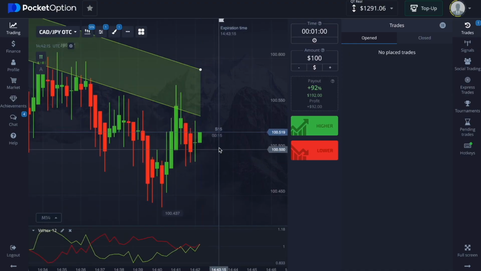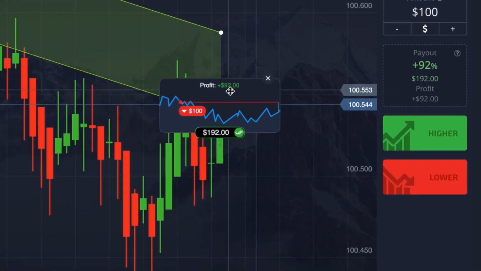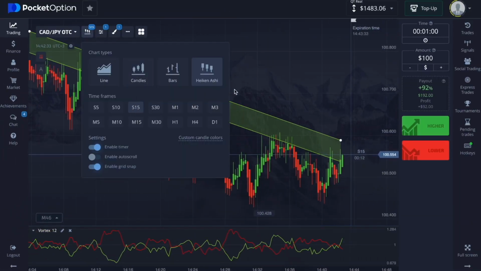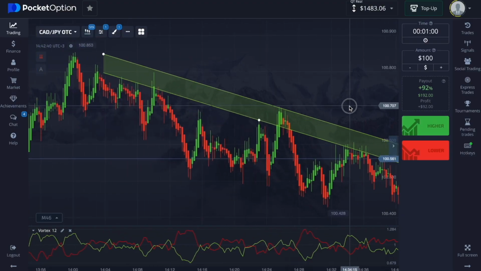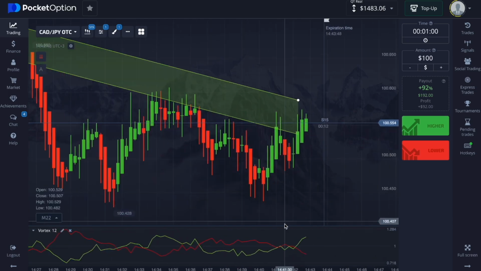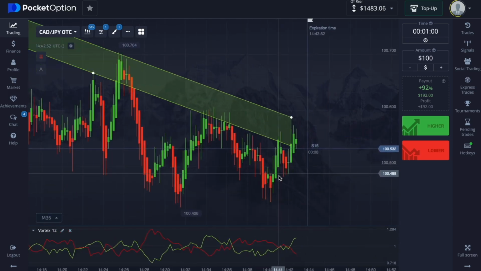And the price continues to fall. My trade closes and I earn $92. Anyone can close such quick trades. All you need to do is choose a 15-second time frame and correctly identify the trend line. In this case, I used parallel channels. That's it. Drew the trend line, saw that the price was approaching the line, and at the moment when the lines in the indicator started to intersect, open a trade in the direction of the overall trend.